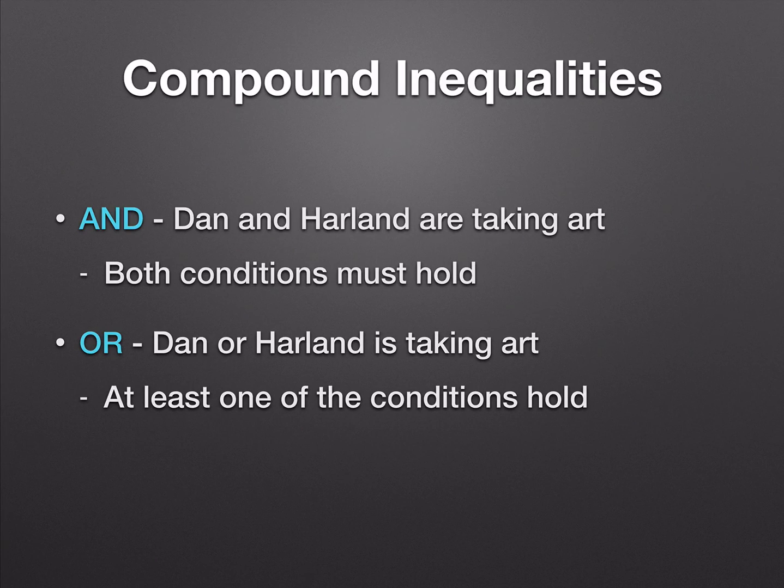On the other hand, "or" means at least one of the conditions holds. So I could say Dan or Harland is taking art, and that doesn't require that both of them are in there, only one of them. If Dan's taking art but Harland isn't, that's okay. That's still a true sentence. Could Dan and Harland both be taking art? Certainly, because still at least one of those is true.